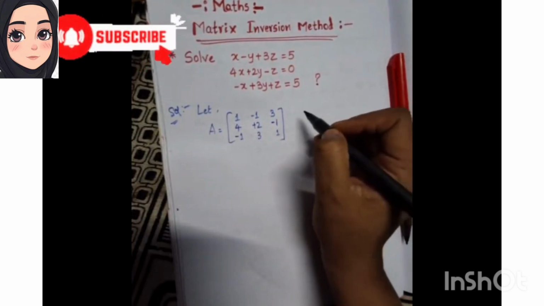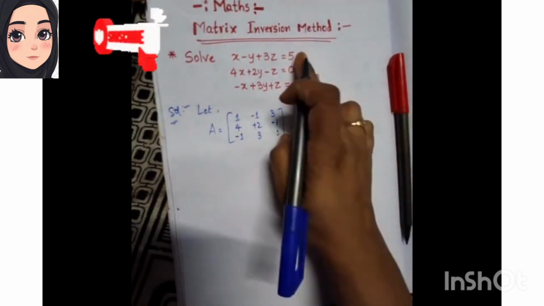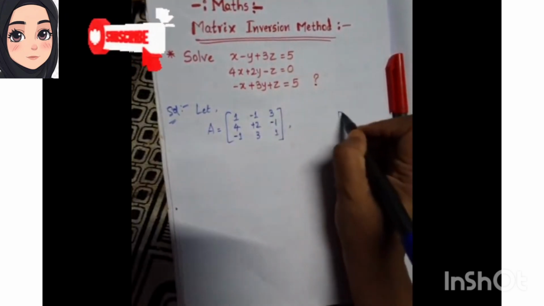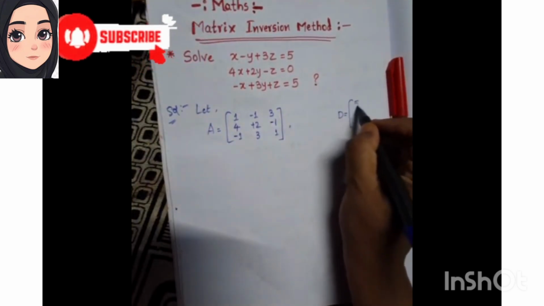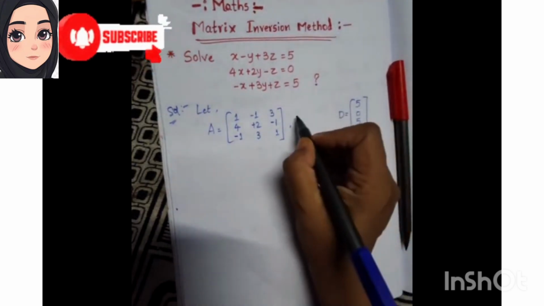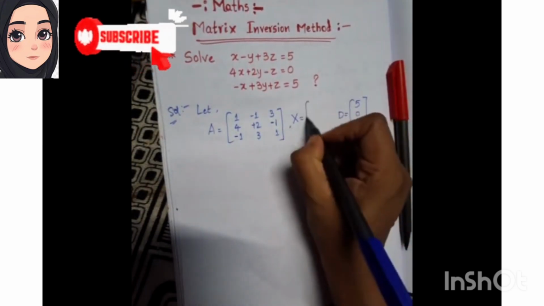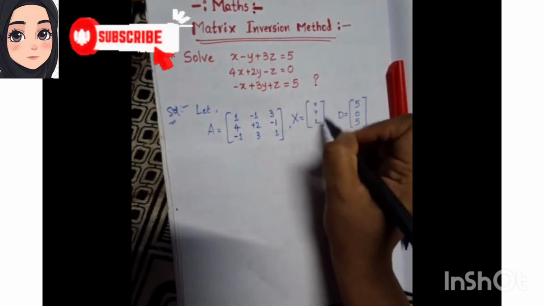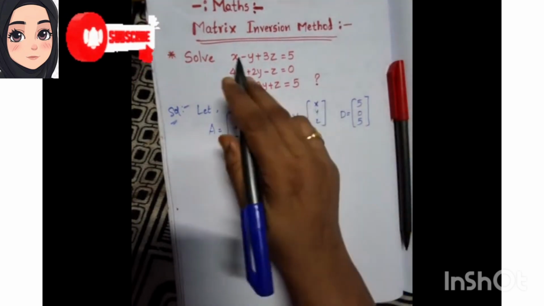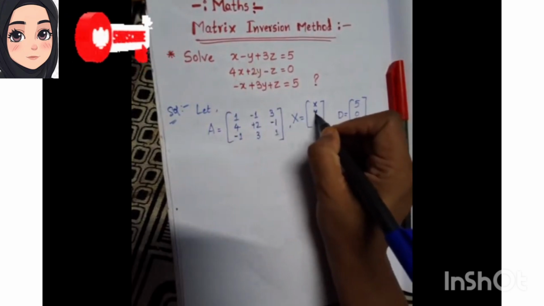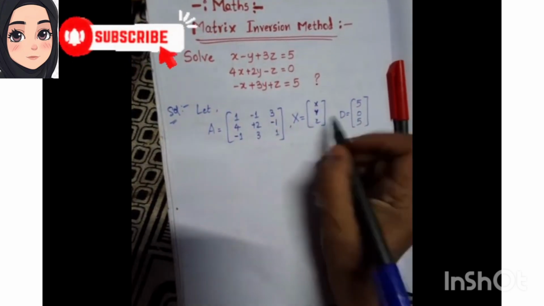Now the constant values we take as D, a column of 5, 0 and 5. And what do we have to find? X, that is the column x, y, z. By solving, we have to find the values of x, y, z. This is what is given in the question.